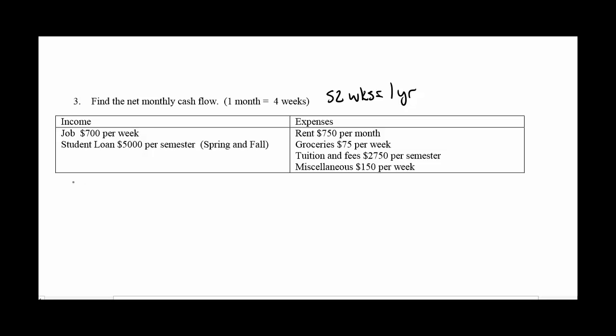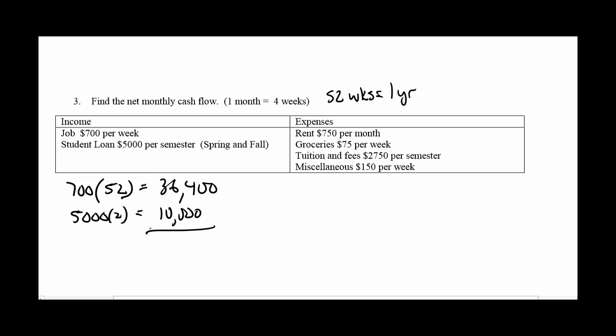So from her job, she gets $700 a week. So 700 times 52 is 36,400. And she's taken out a student loan in the spring and the fall. So she's also getting 5,000 times 2, or $10,000 total. And so if I add up both those numbers, she's getting 46,400 for her income.